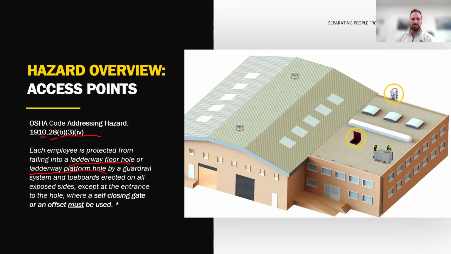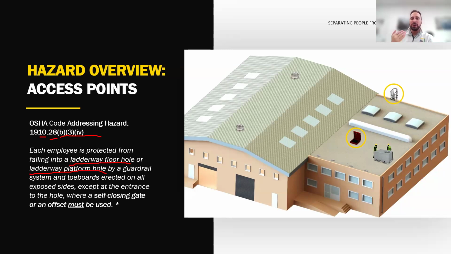So we have two terms in this code that we have to understand. I always say, OSHA, it's a law. It was written by lawyers for lawyers. So they use terms that we don't use very frequently, right? I've never said, hey, climb up the ladderway floor hole and I'll meet you on the roof. So what does that mean?